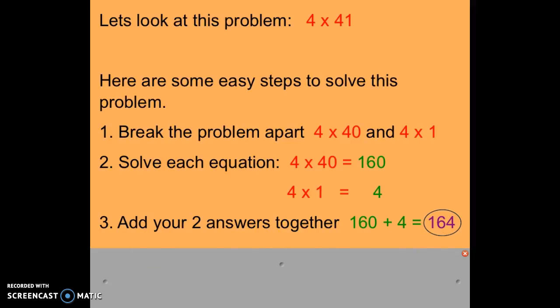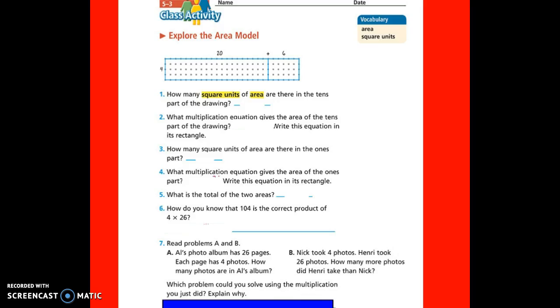Let's go ahead and keep practicing that method here. We're going to look at this area model. If we look at that, it says how many square units of area are in the tens part of the drawing. So again, square units are the number of little teeny units here, and the area is the number of those units in this whole area. And they want us to look at just the tens part. So 20 is tens, 6 is 1. So we're going to look at this 20 times 4 part of the drawing.